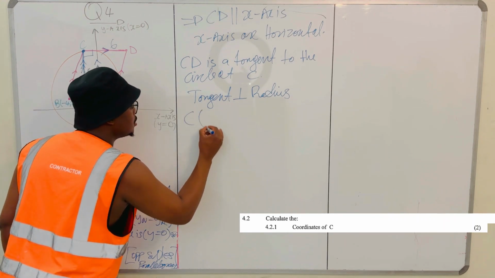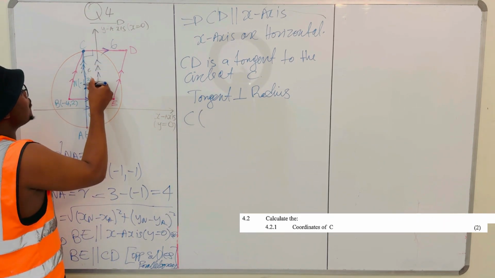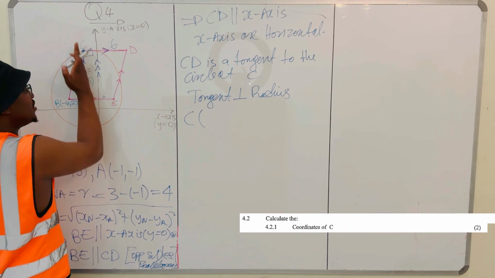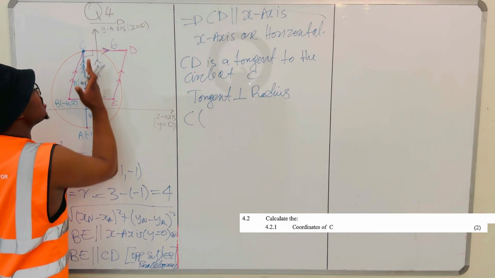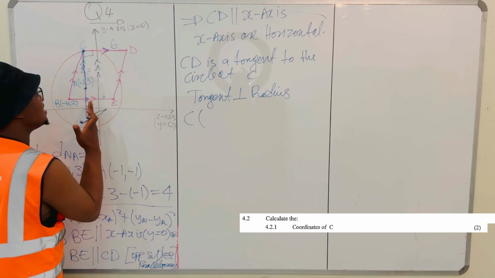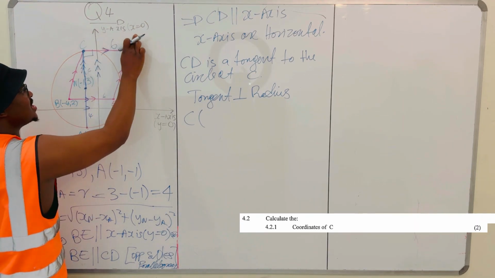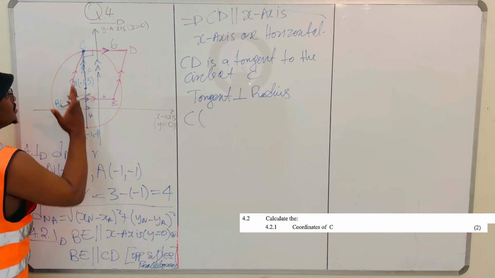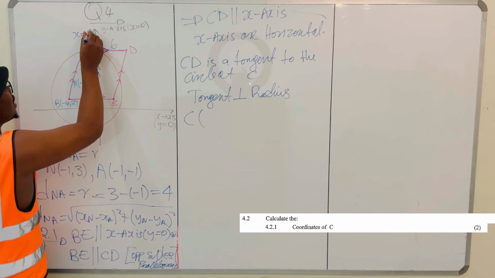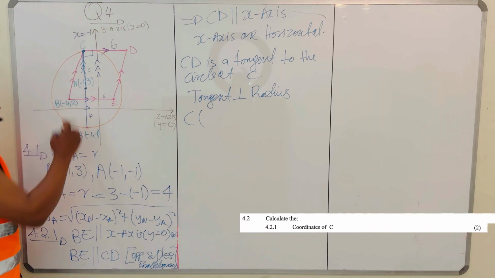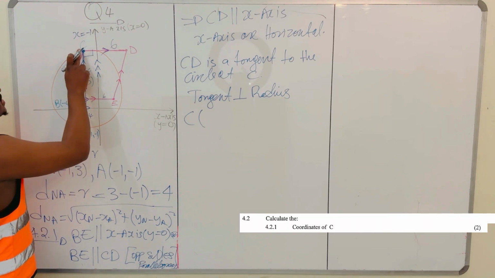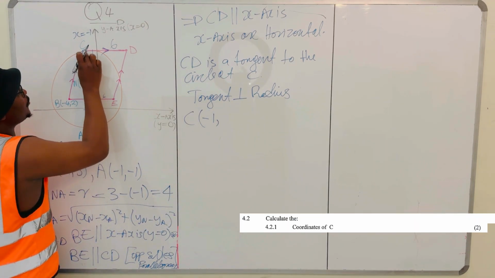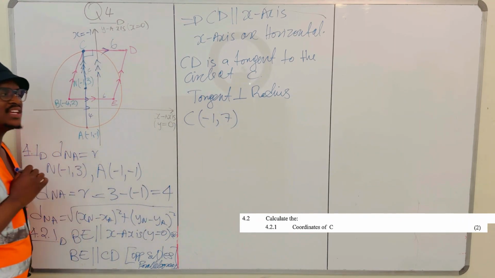So the coordinates of C: if you go vertically upwards, the x value does not change, because along this line the x value remains unchanged. In a similar way, along the y-axis, x is 0. So along this line, x should be equal to -1 everywhere on it. So the x value remains -1, and the y value was 3, and you're adding 4 units upwards, so it should be 7. So these should be the coordinates of C.